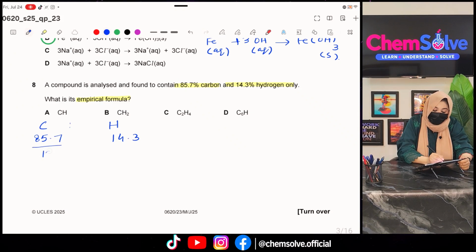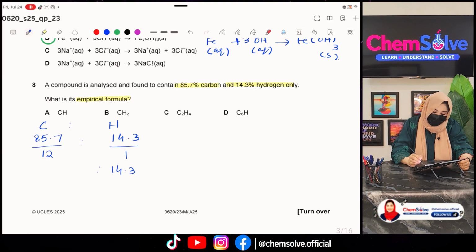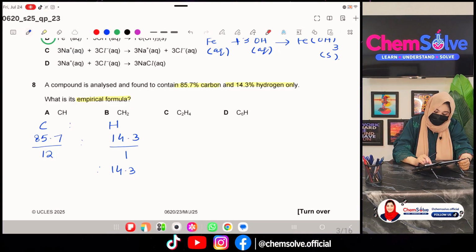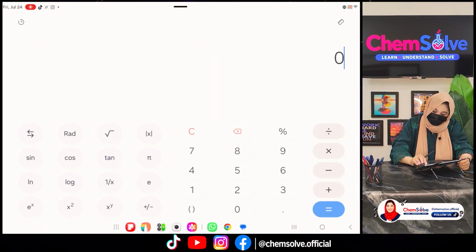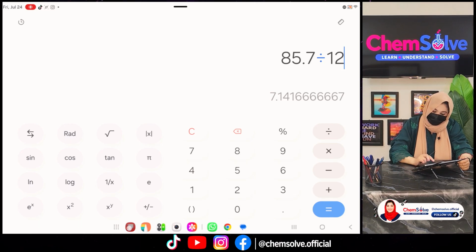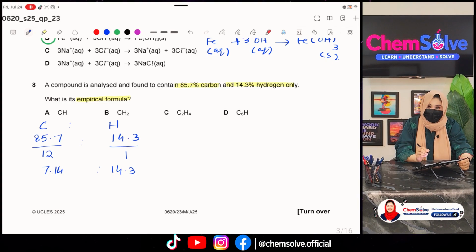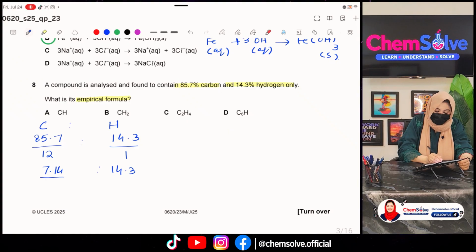We have to divide them by their Mr. So this is divided by 12, this is divided by 1. It would be 14.3 and it would be 85.7 divided by 12. So let me solve it. 85.7 divided by 12 is 7.14. So 7.14. What is the next step? We have to choose the smallest answer and we will divide everything by that smallest answer. So 7.14 is the smallest. It would be divided like this. So this is 1.